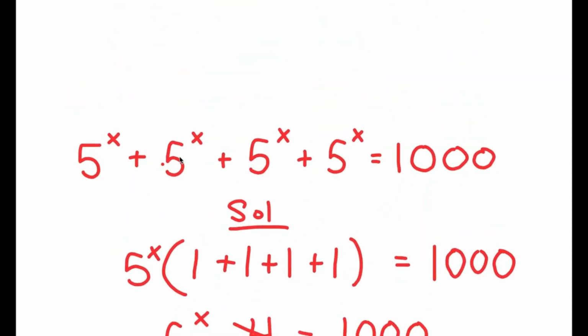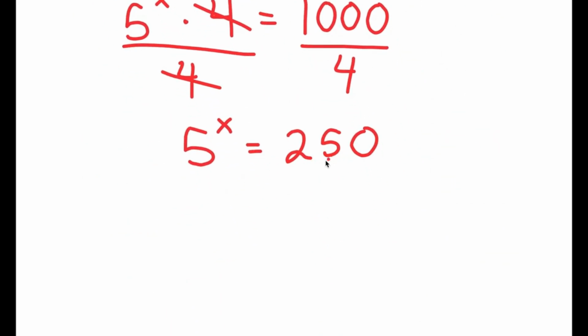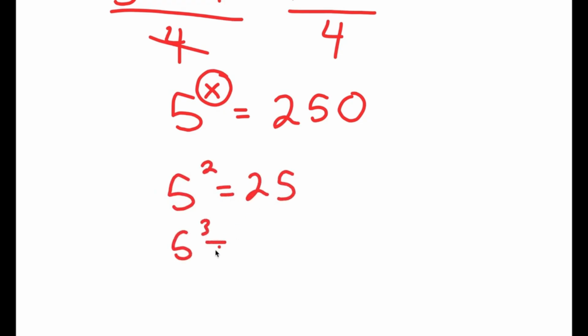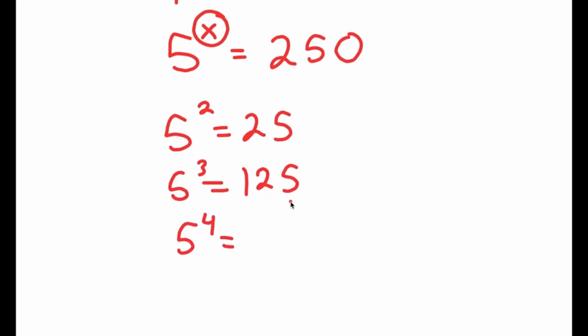So from this large equation here, we got up to an equation that is significantly smaller. So we have 5 to the power of x equals 250, and just at first glance of this equation, we can tell that x is not going to be a whole number, because we have 5 squared is 25, 5 to the power of 3 is 125, and 5 to the power of 4, this is going to be 125 times 5, which is 625. So the value of x is somewhere in between 3 and 4.